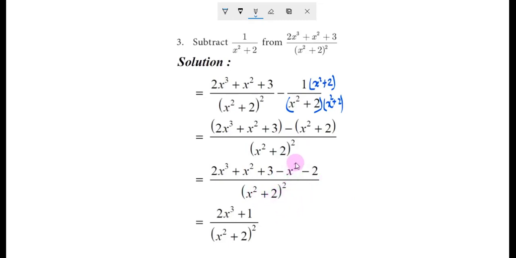Now let us simplify. Only one x cube term, so 2x cube. Here x square minus x square, so let us cancel this. Then 3 minus 2, so that is 1. So (2x cube plus 1) the whole divided by (x square plus 2) the whole square. Understood?